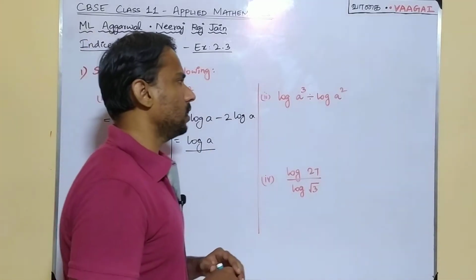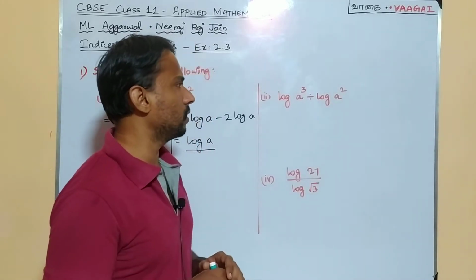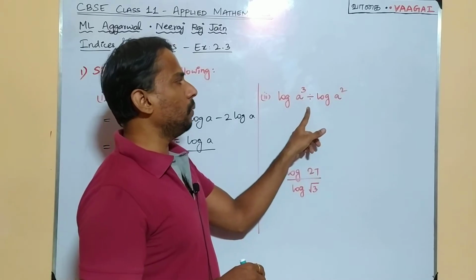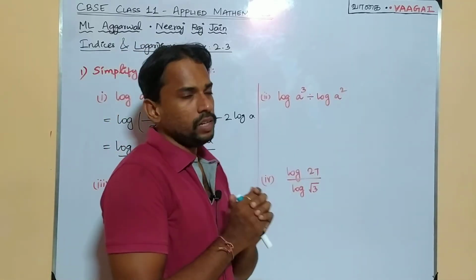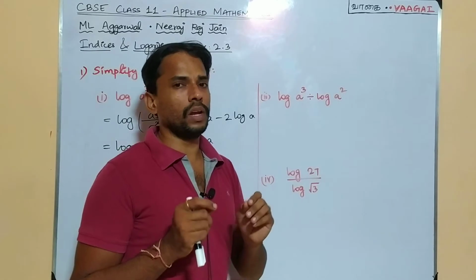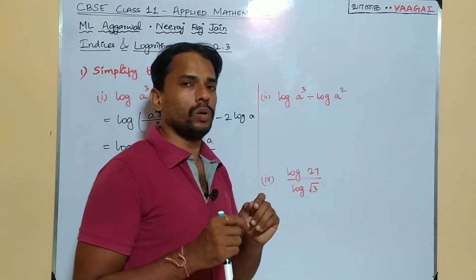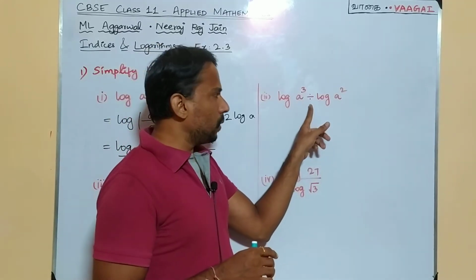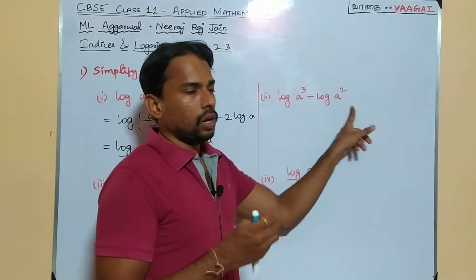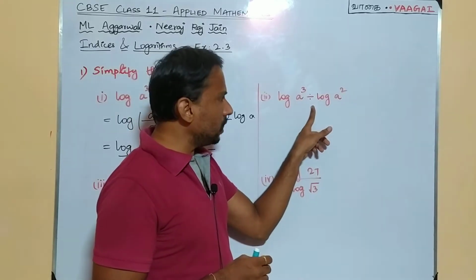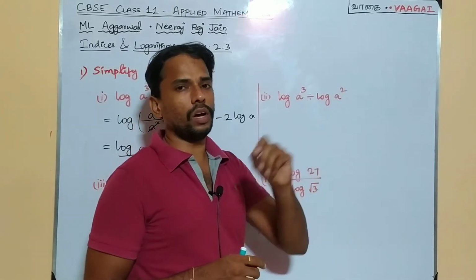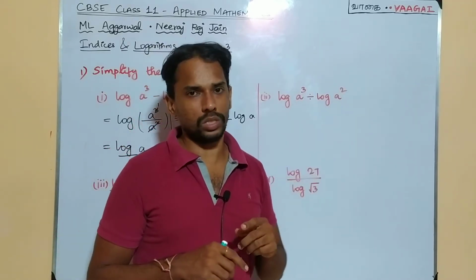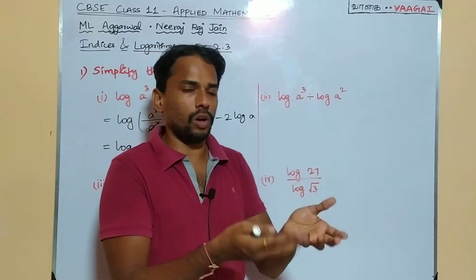Now coming to the second subdivision. What do we have here? Here we have log a power 3 divided by log a power 2. One thing we have to remember very carefully, here is where students usually fall into traps. We have log of some expression plus log of some expression, or log of some value minus log of some value. Only when the logarithm values are added or subtracted can we use the laws of logarithm.